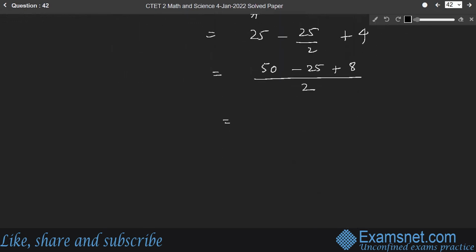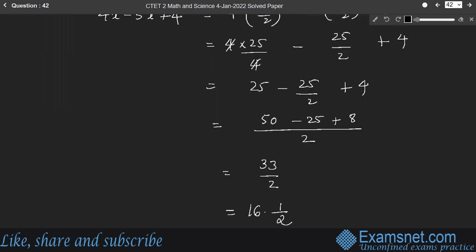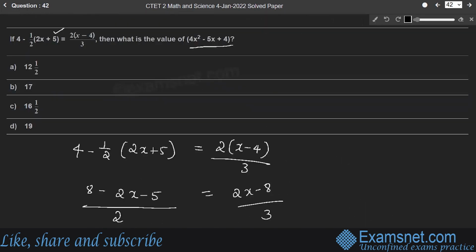So it is 50 minus 25 is 25, plus 8 is 33, by 2, which is 16 and a half. Therefore, the correct answer is 16 into 1 by 2, 16 and a half.